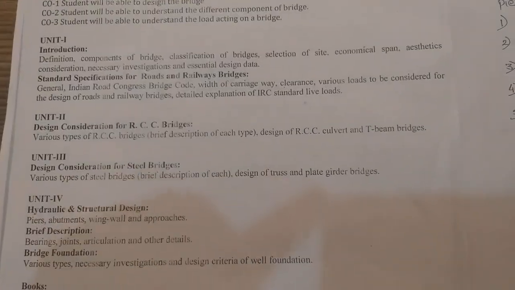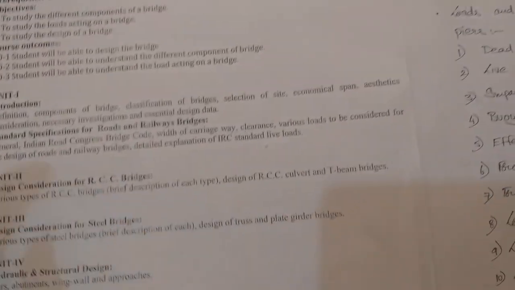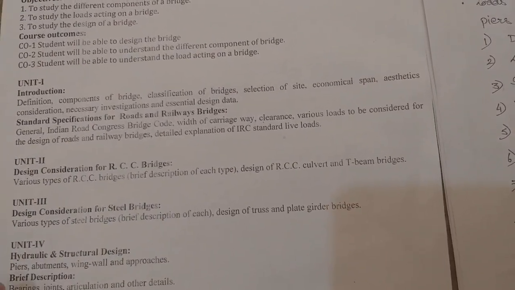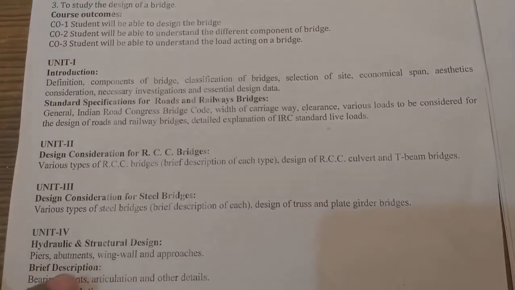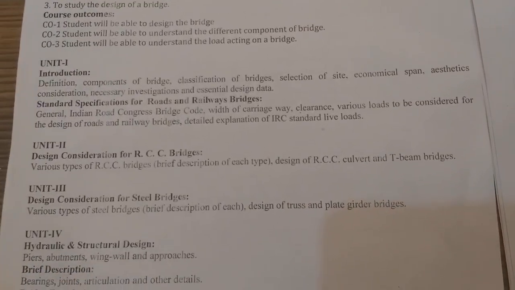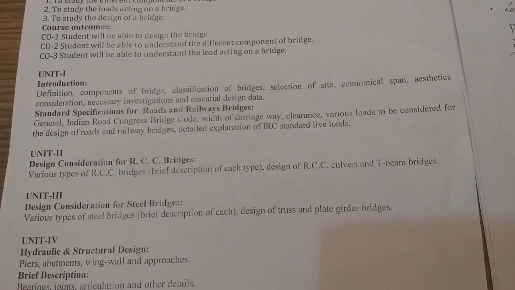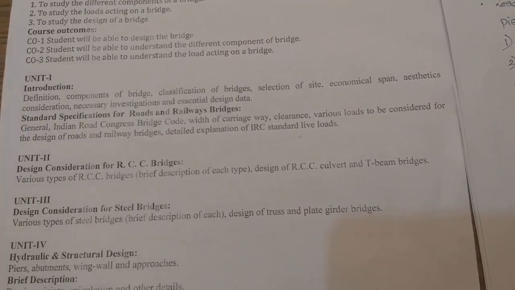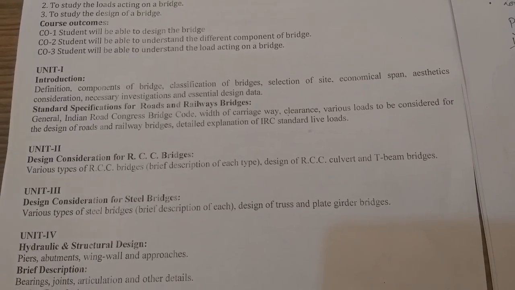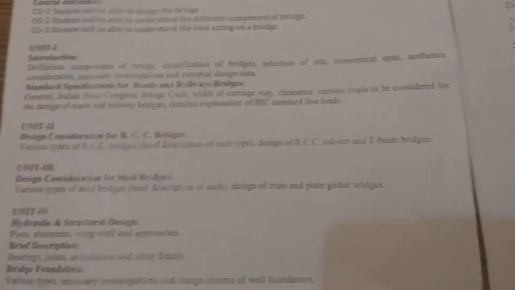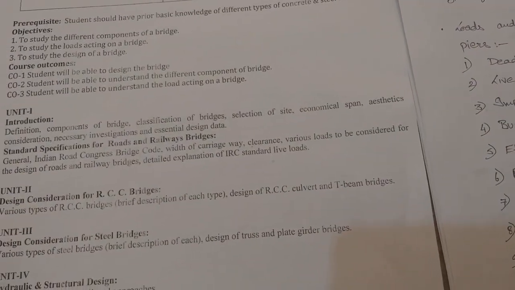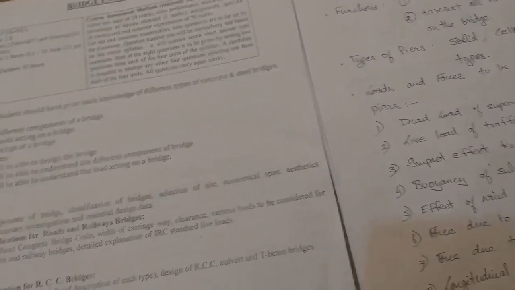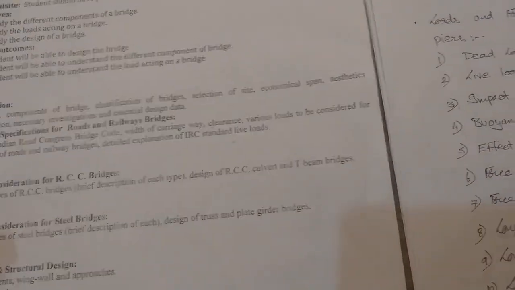In a video lecture, I am going to broadcast this, and in this topic, we are going to cover unit 4 of your bridge engineering. That is design of hydraulic and structural designs of piers, abutments, wing walls, approaches, and so on. Then a brief discussion of bearings, joints, articulation, other details, and the bridge foundations, various types, necessity, investigations, and design criteria. Well foundation. I have given some ideology that you need to study through your books, and these are going to be discussed when you join back at the institute.